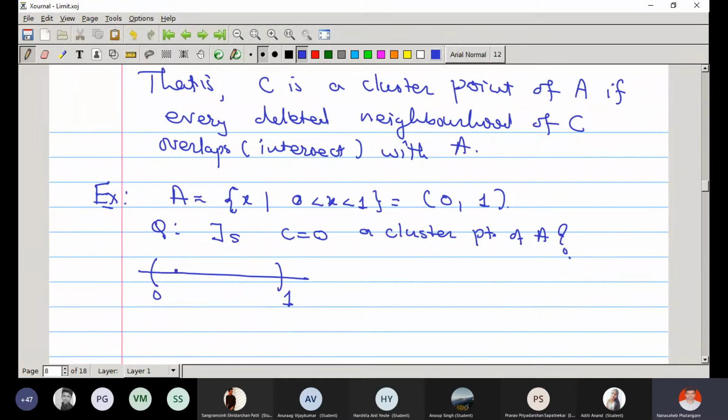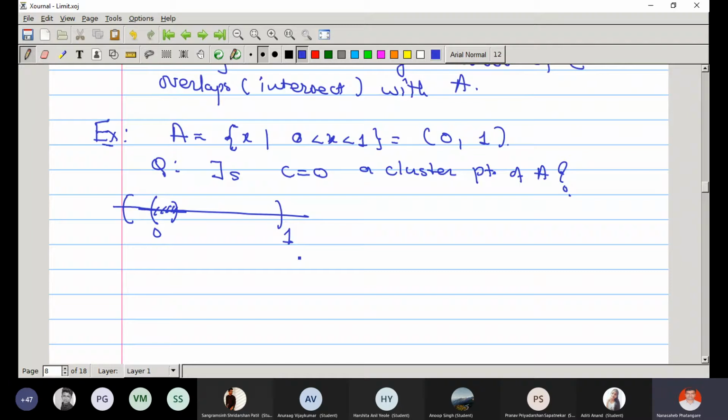And if you look at 0, you take any neighborhood of 0, it is overlapping with set A, right? Any small neighborhood, whatever delta smaller may be, doesn't matter. So the answer is yes. Now the next question is, is C equal to 1 a cluster point of A?